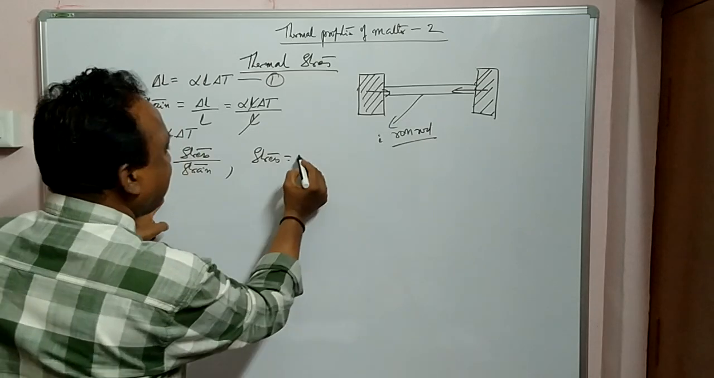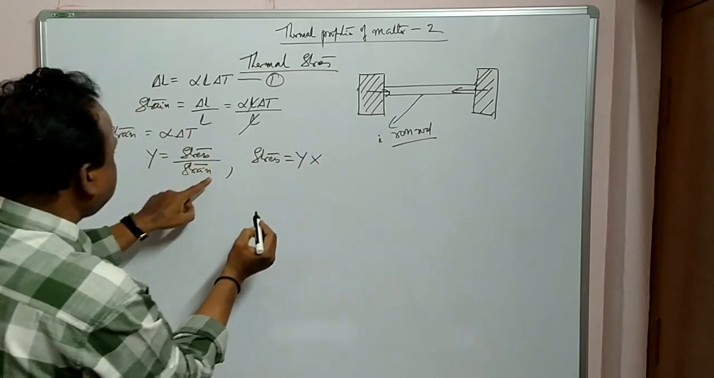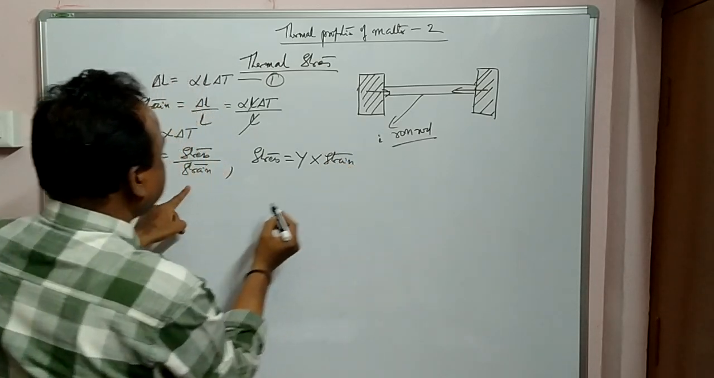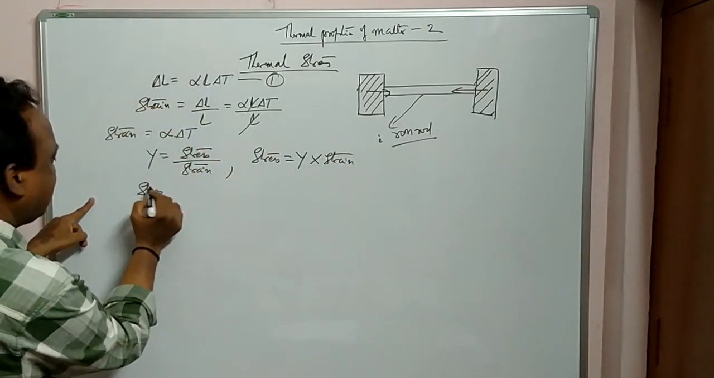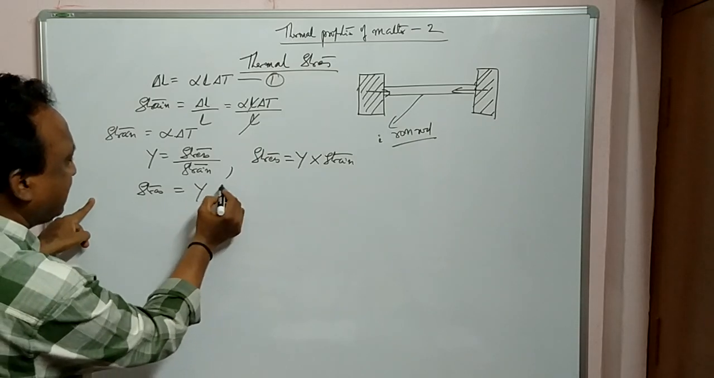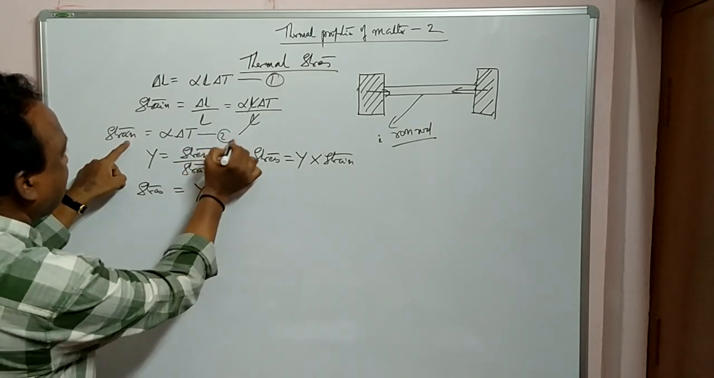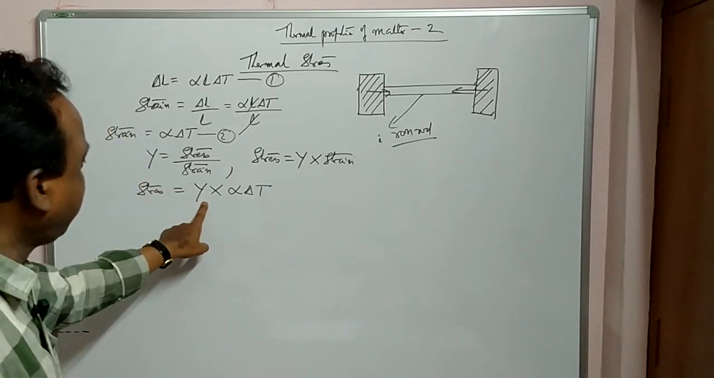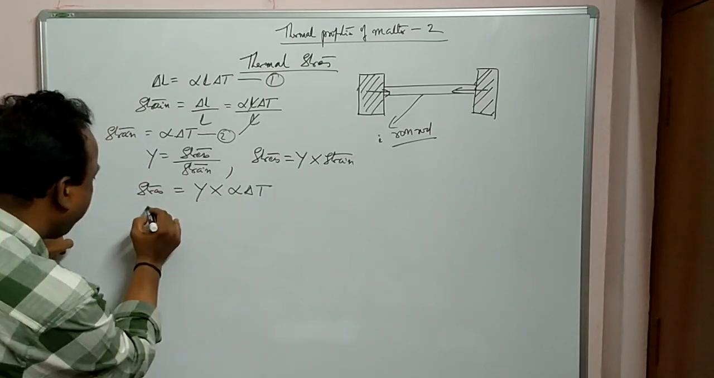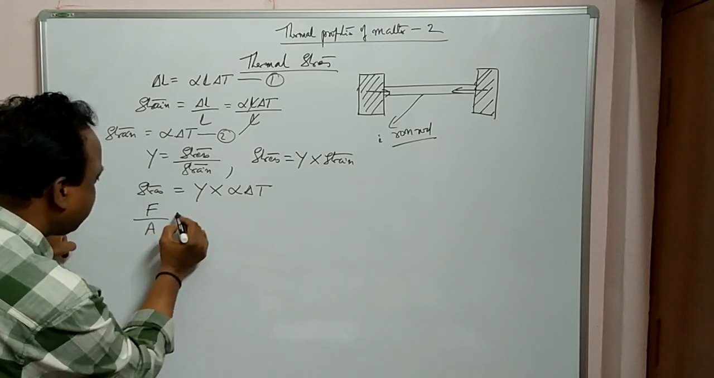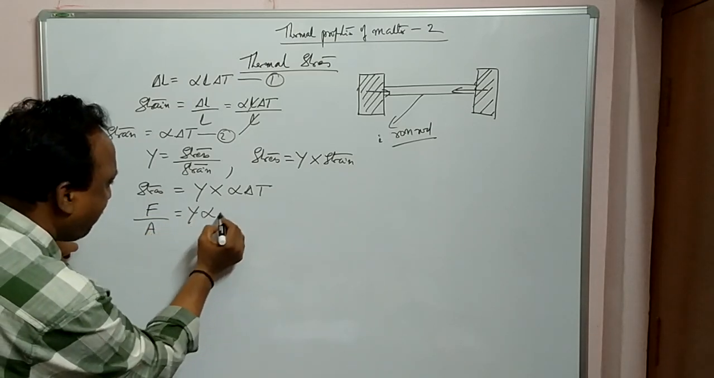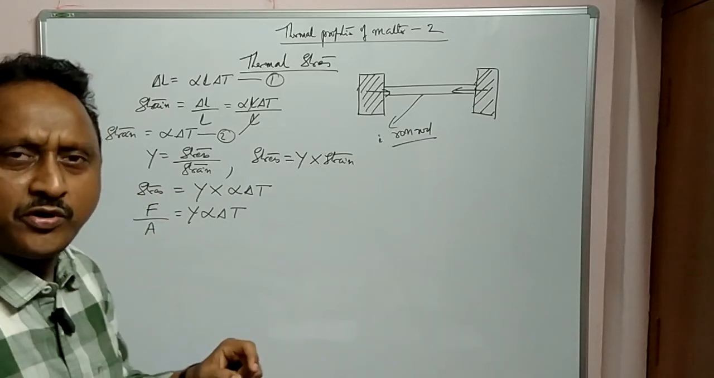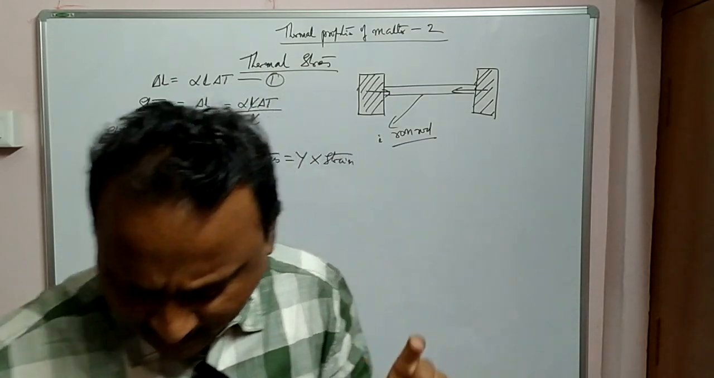Stress is Young's modulus into strain. So stress, that is force by area, is equal to Young's modulus into strain. What is strain here? Alpha delta T. Stress is F by A. So Y alpha delta T. So finally F by A is equal to Y alpha delta T.